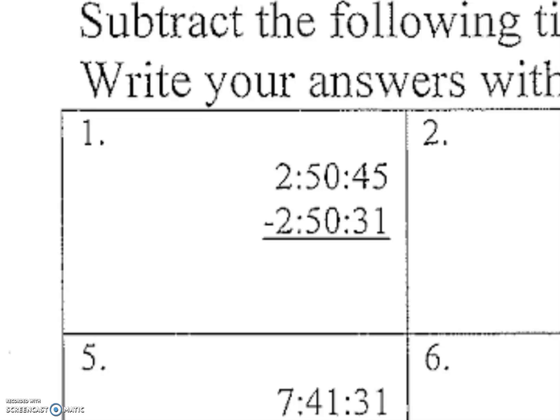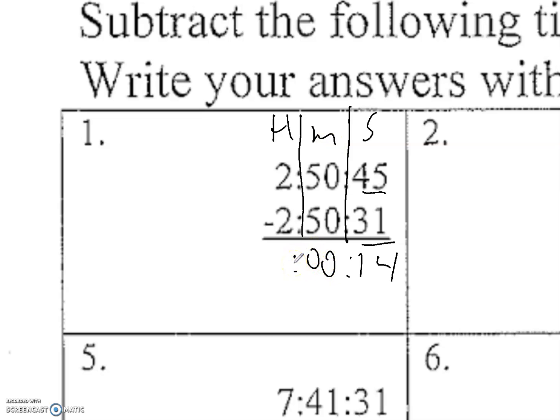Okay, we'll start with number 1 and just move our way around. We do our usual. We break it up into hours, minutes, and seconds. And it looks like I can certainly take 31 away from 45, or 45 minus 31 doesn't equal a negative number. So 5 minus 1 is 4. 4 minus 3 is 1. There's my seconds. In my minutes, 50 minus 50, we can certainly do a 0, 0. And in my hours, 2 minus 2, we can certainly do a 0, 0. So for number 1, we have 0 hours, 0 minutes, and 14 seconds. Great. Let's move over to number 2.